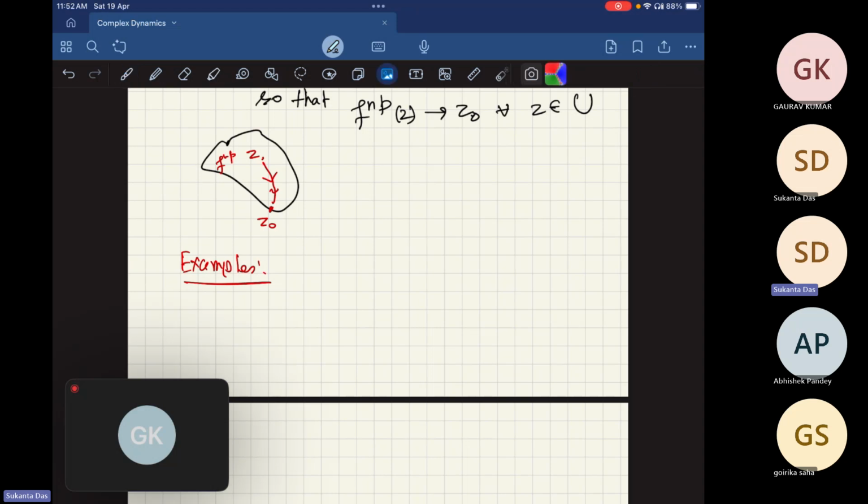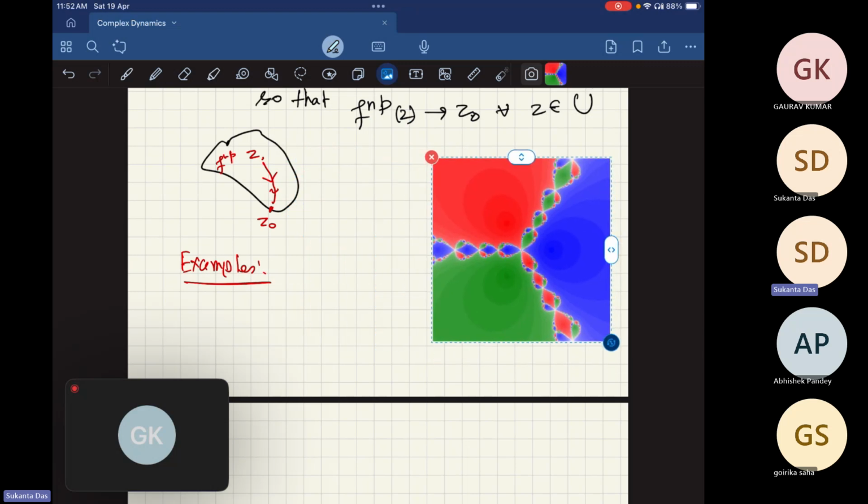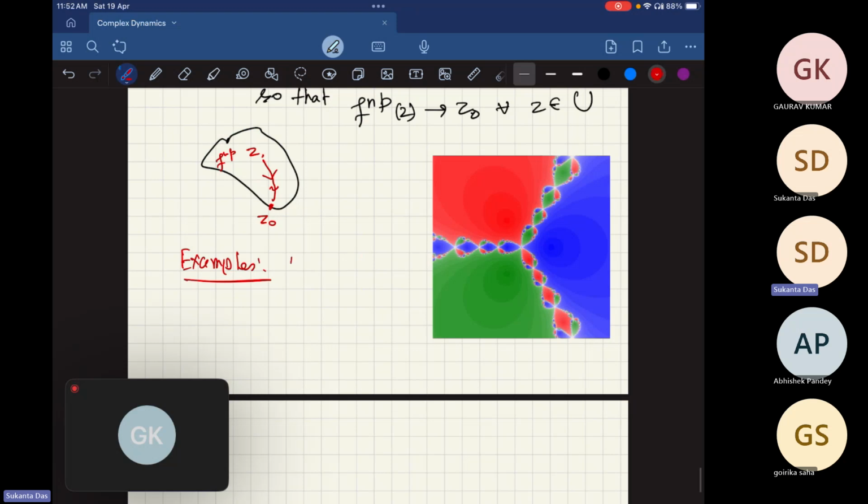Okay, so maybe I will show you. This picture came earlier also. For the attracting case, I'm showing you that if you take your f(z) to be z minus (z^3 minus 1) by 3z squared, this is my rational map. Then it has attracting domains, and you can see them given in three colors: the blue region, red region, white region.